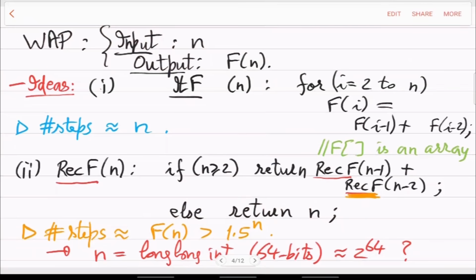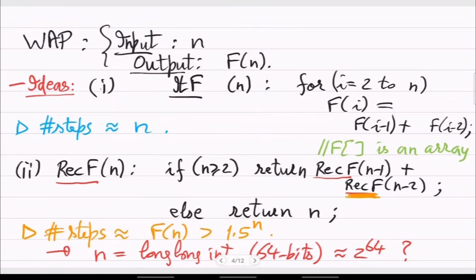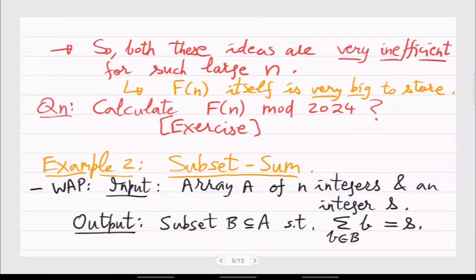So we saw several programs for this. First is iterative fib, which will take n steps. It simply follows the definition of Fn. Second is recursive fib, which, instead of storing it in an array, actually calls the recursive subroutine. And surprisingly, it is much worse. This takes exponential time.